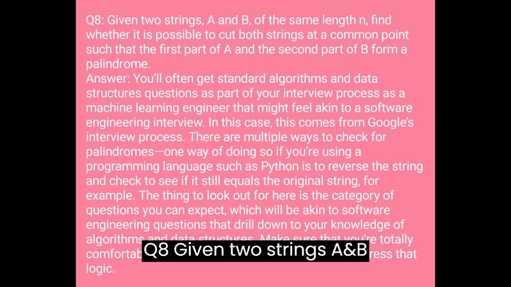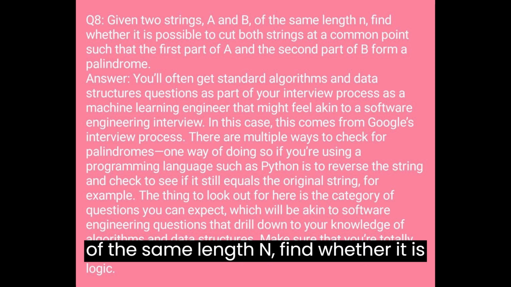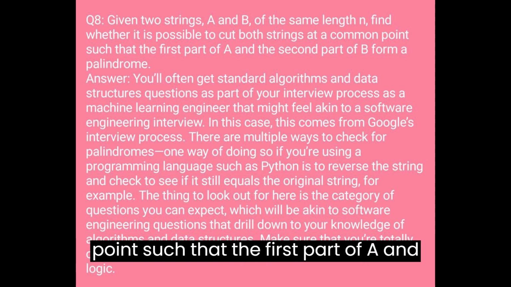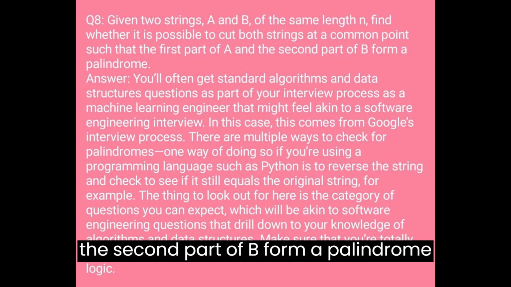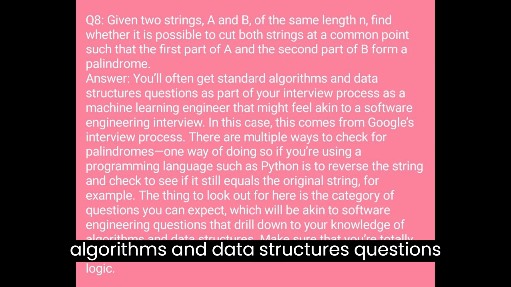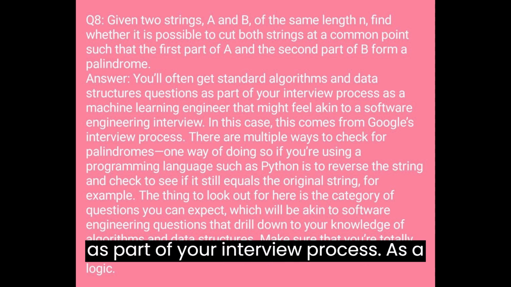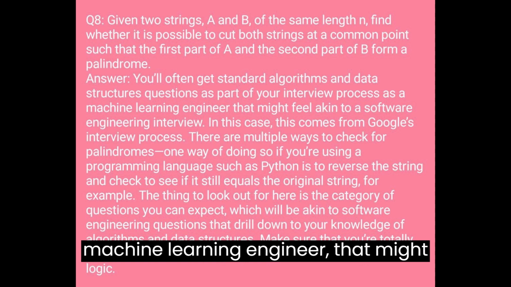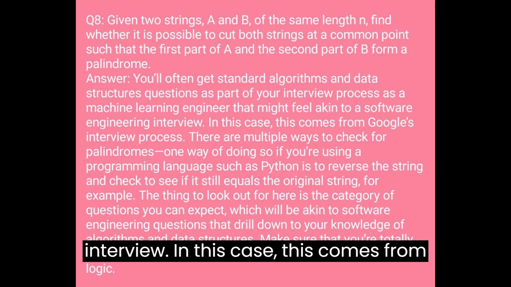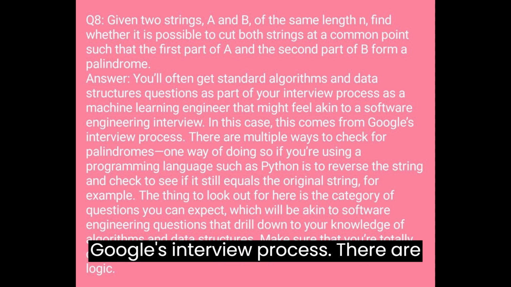Q8. Given two strings, a and b, of the same length n, find whether it is possible to cut both strings at a common point such that the first part of a and the second part of b form a palindrome. Answer. You'll often get standard algorithms and data structures questions as part of your interview process as a machine learning engineer that might feel akin to a software engineering interview. In this case, this comes from Google's interview process.